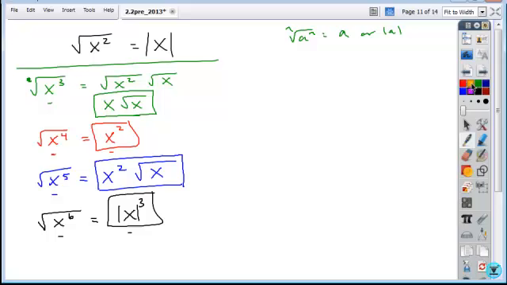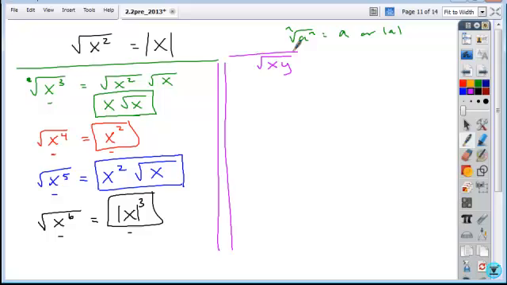All right, let's take a look at some slightly more complex situations. These are going to involve multiple variables. So when you simplify multiple variables, what's going to happen is you need to identify whether the x and y's are completely dependent on each other or independent of one another as far as whether they can be negative or not. So like in this example here, the square root of the product xy.